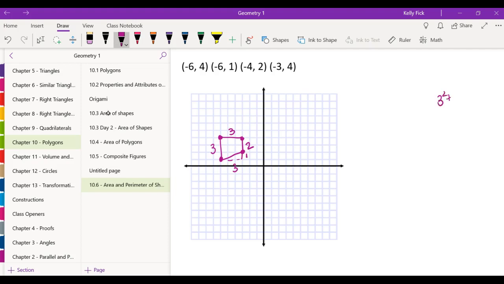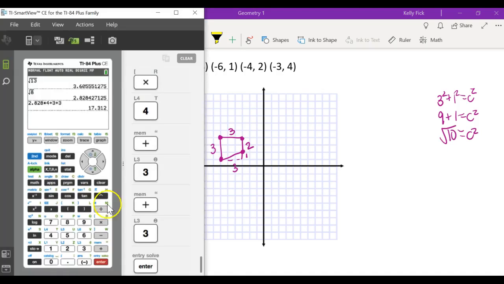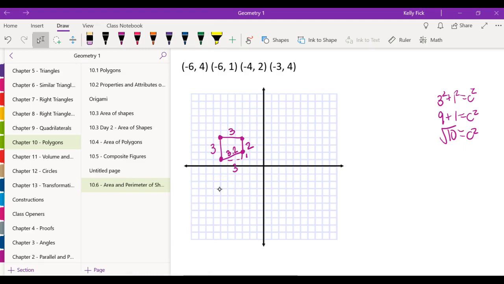So again, 3 squared plus 1 squared equals c squared. That's 9 plus 1 equals c squared. So that's 10 equals c squared. So we're looking for the square root of 10. The square root of 10 is 3.2. So this side is 3.2. And for this one, I don't have to round out far because I don't have multiple things with extra decimals. So for my perimeter, it'd be 3 plus 3 plus 2 plus 3.2, which is 11.2.